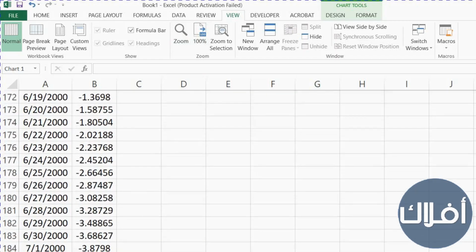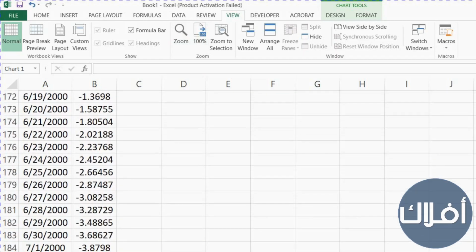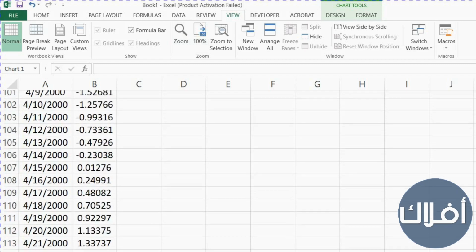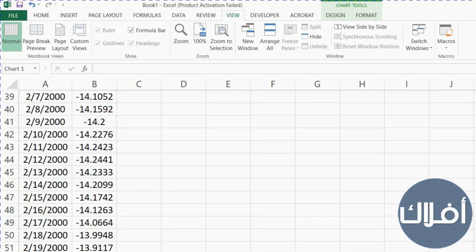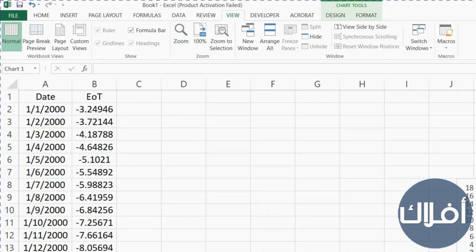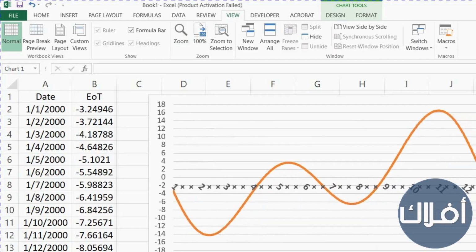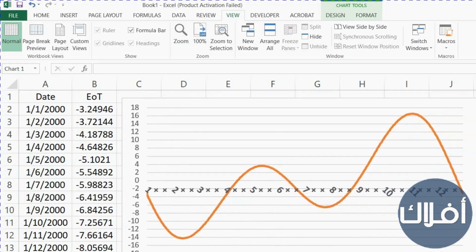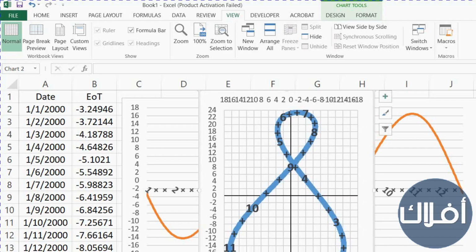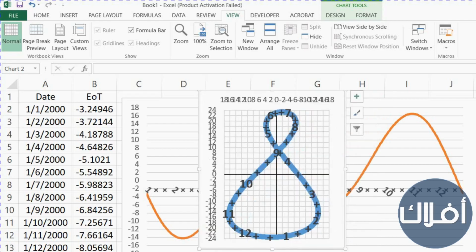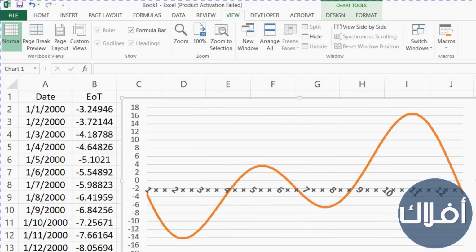So in the left column we'll have the date, and I use the year 2000, and we can use any other year. And column B is the value of the equation of time for that day. We can also use a chart like this that shows the value of the equation of time versus date, or a chart like this that also adds the declination of time. And all of these will give us the same result.